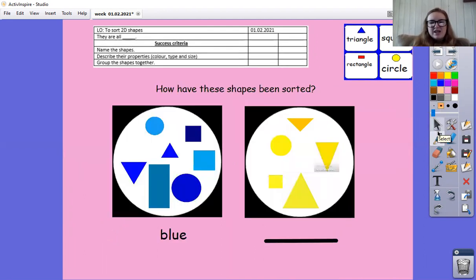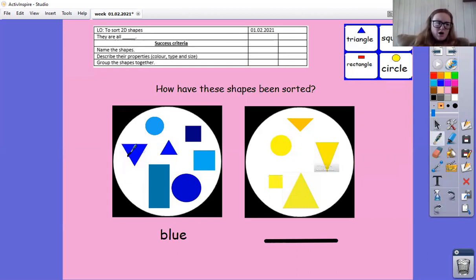How have these shapes been sorted? So let me have a look. Here I've got a circle, a triangle, a rectangle, another triangle. Oh, this triangle actually looks a little bit different. So this is how we're used to seeing a triangle here. But how does this triangle look? Is that still a triangle? Let me check. Is this still a triangle?